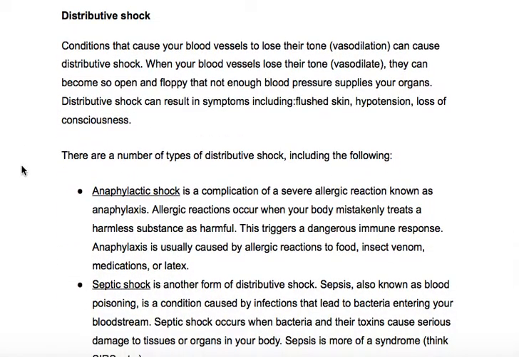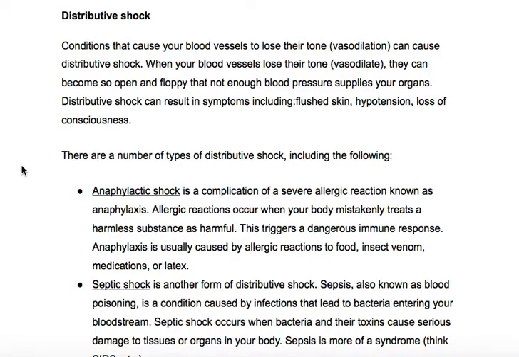Next is distributive shock. I think we probably see this form of shock more frequently than the other two we've already covered. So this is any kind of condition that can cause your vessels to lose their tone or vasodilate. So this is not a volume issue, which is, I think, the most important thing to understand. Distributive shock does not mean that your patient is dry or hypovolemic or that they need fluids. It means that the vessels are vasodilated and they have no tone.